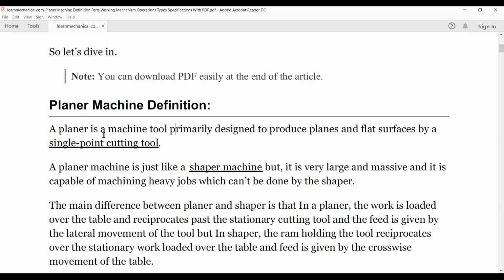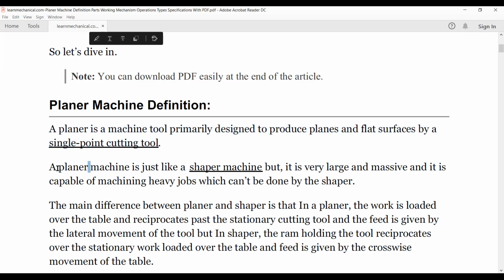A planer machine is a machine tool primarily designed to produce planes and flat surfaces by a single point cutting tool. It is also a machine tool, unlike a shaper and a slotting machine. Why is it used? It is used to produce planes or flat surfaces. So what is the cutting tool that we are going to use? We are going to use the single point cutting tool only.